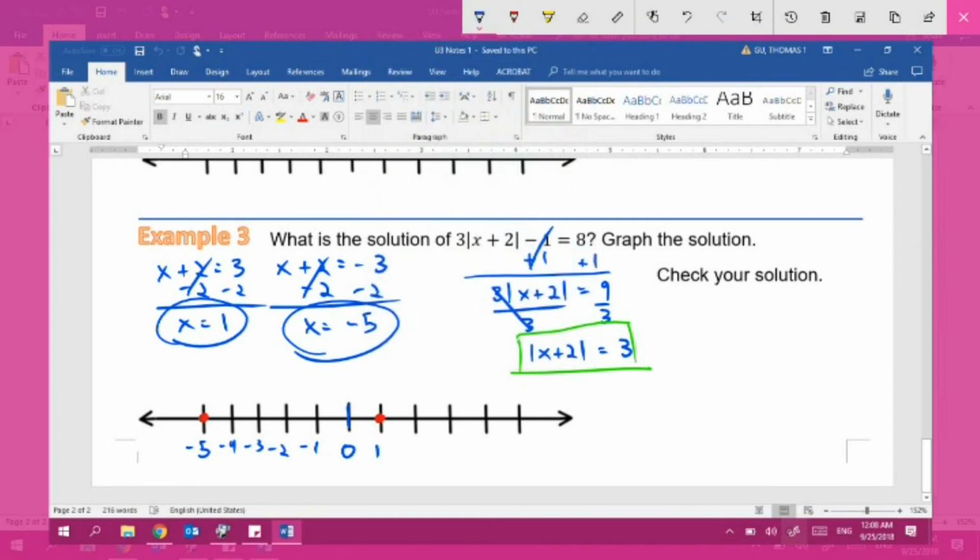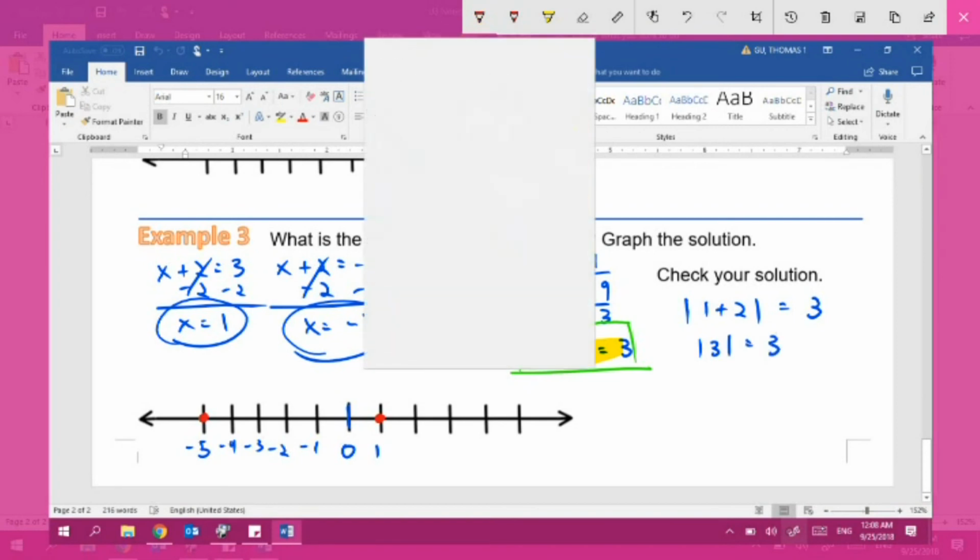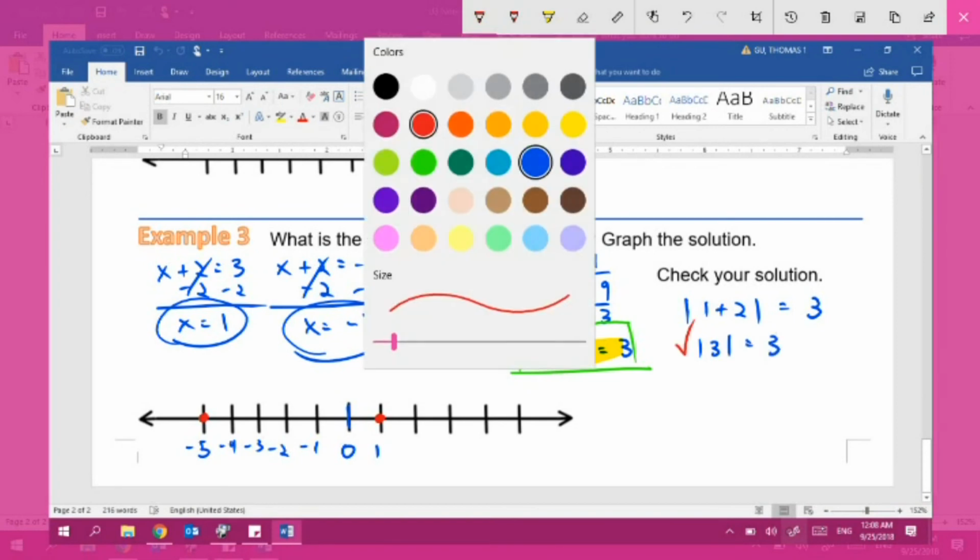So we're going to take a 1 and put it into the equation. Put it into this equation right here. Absolute value of x plus 2 equals 3. So absolute value of 1 plus 2 equals 3. What's 1 plus 2? That's just 3. So absolute value of 3 equals 3. Is that true? Yes, it is. We've checked that one. Let's check the other one.